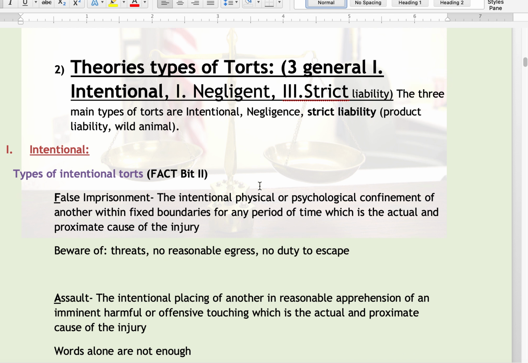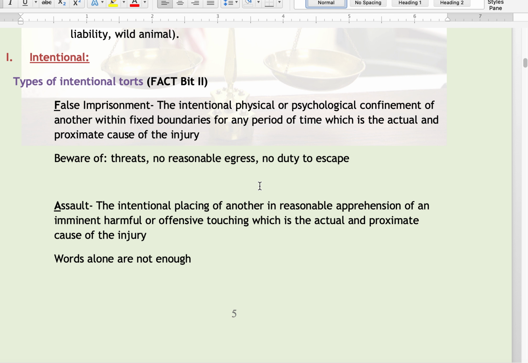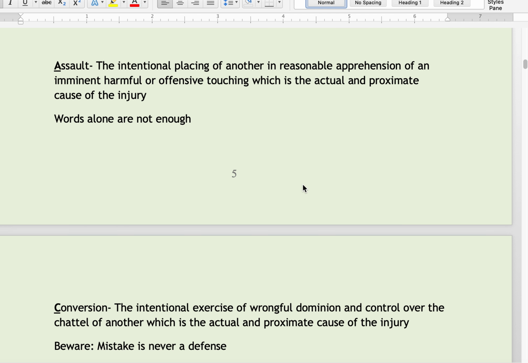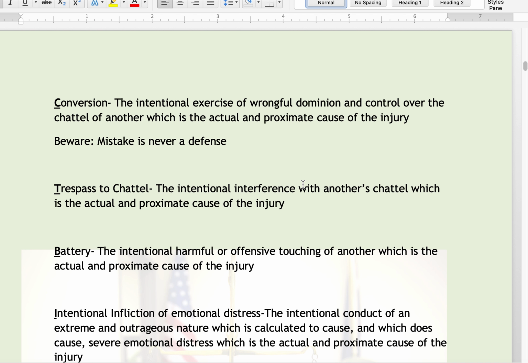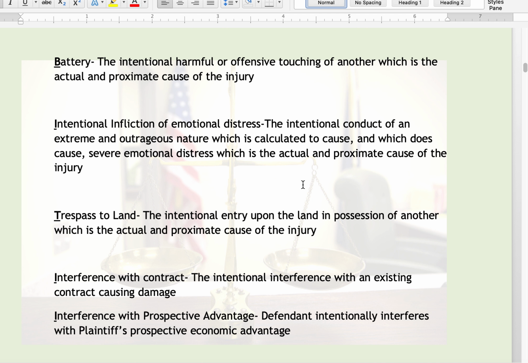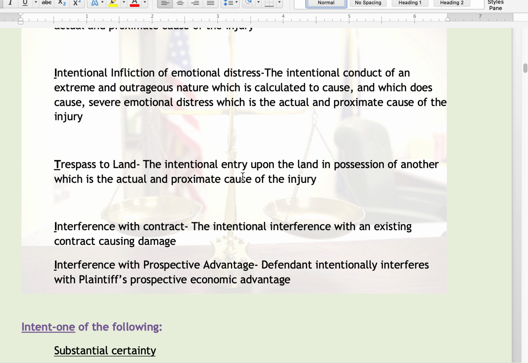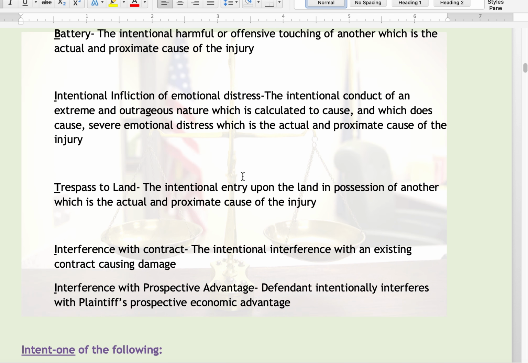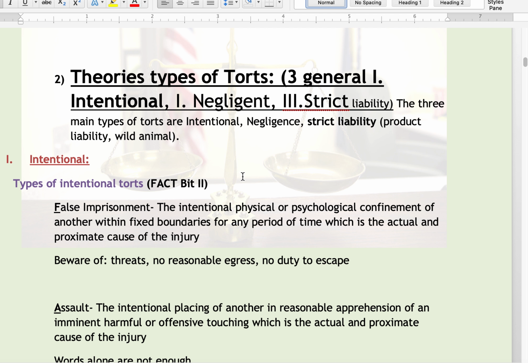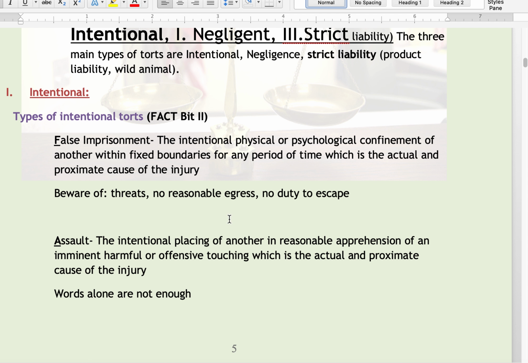So here we have intentional, okay? Now, if you want to try to remember the intentional torts, and I didn't make this up, I found it somewhere on the web: FACTBITII. False imprisonment, assault, conversion, trespass to chattel, battery, intentional infliction of emotional distress, trespass to land, interference. So it was 2 types of interference. And I'll just read this out.